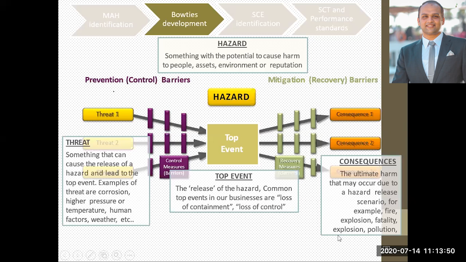So at the beginning we have a threat, and we are passing through lines here. We have some barriers here, and then if they fail, we reach the top event. We have other barriers. If they fail as well, we reach the consequence, which we don't want to reach. And the hazard is the hazard which we have mentioned before.